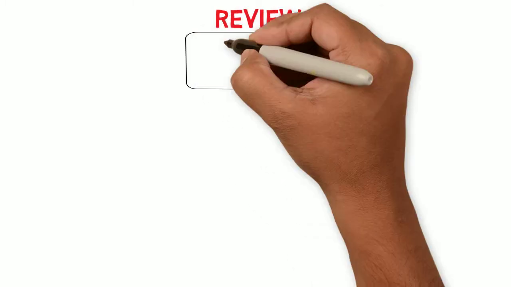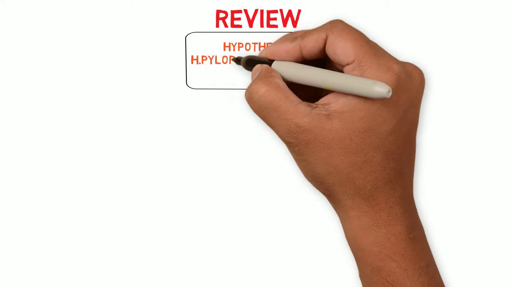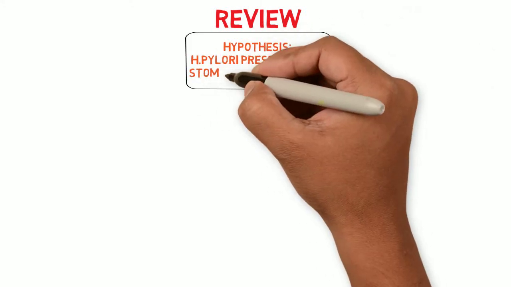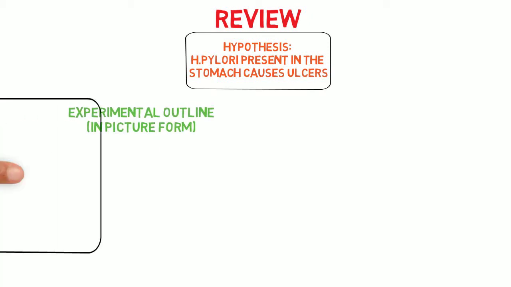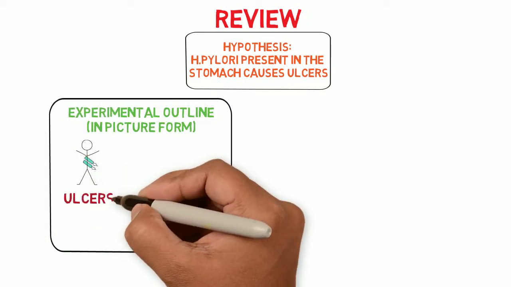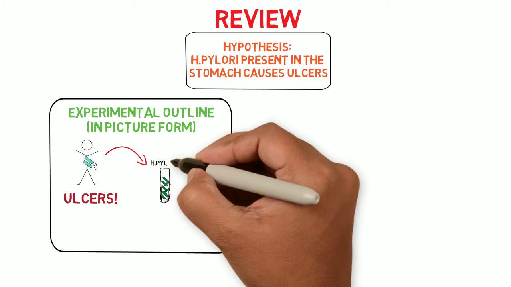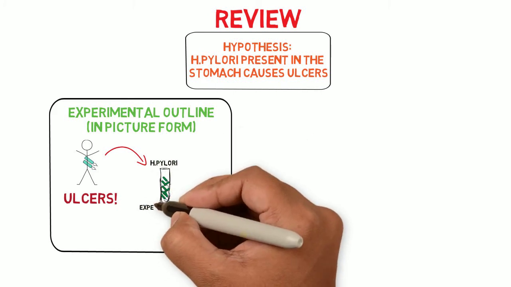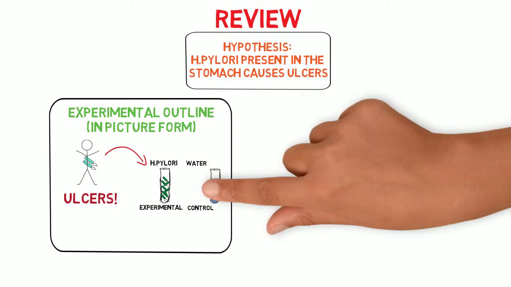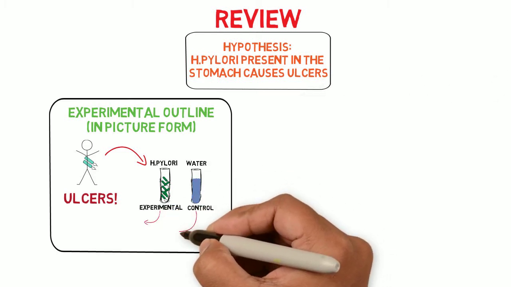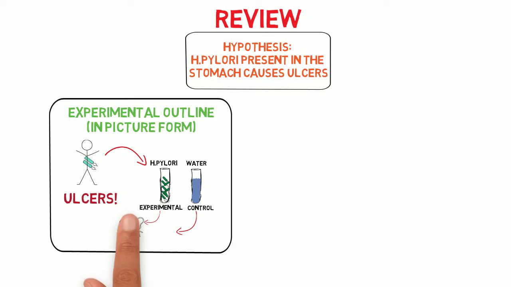As you are aware, the hypothesis underlying these experiments is that H. pylori present in the stomach causes ulcers. Previously, you developed an experimental outline where H. pylori taken from humans with ulcers would be grown in the lab. These samples became your experimental samples. For your control samples, you agreed to use water. Both samples were then implanted into two separate groups of mice, your experimental group and your control group.